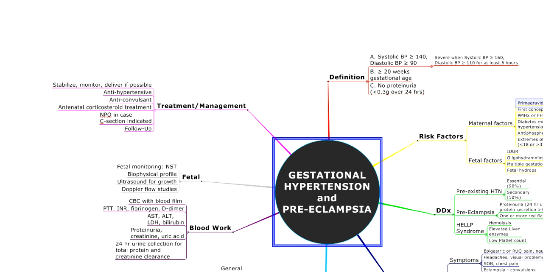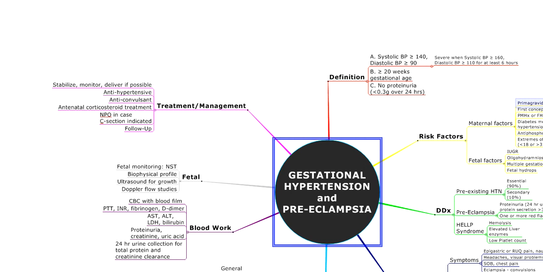We also use antihypertensive therapy, and the goal of this therapy is to keep systolic blood pressure between 130 and 155 and diastolic blood pressure between 80 to 105. Keep in mind that ACE inhibitors are contraindicated in pregnancy. It is best to start with a beta blocker or calcium channel blocker.